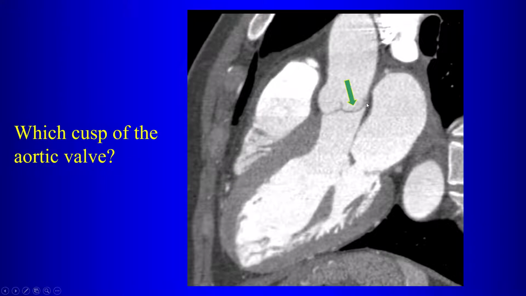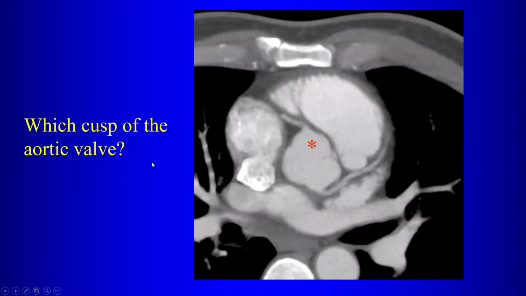Now, which cusp of the aortic valve is this? This cusp is closest to the anterior leaflet of the mitral valve. That is the posterior or non-coronary cusp. Which cusp of the aortic valve is this? In this case, you can actually see the right coronary artery coming off here, so this would be the right cusp of the aortic valve. This would be the left cusp. Here's the left main coronary artery. And then this would be the non-coronary or posterior cusp.